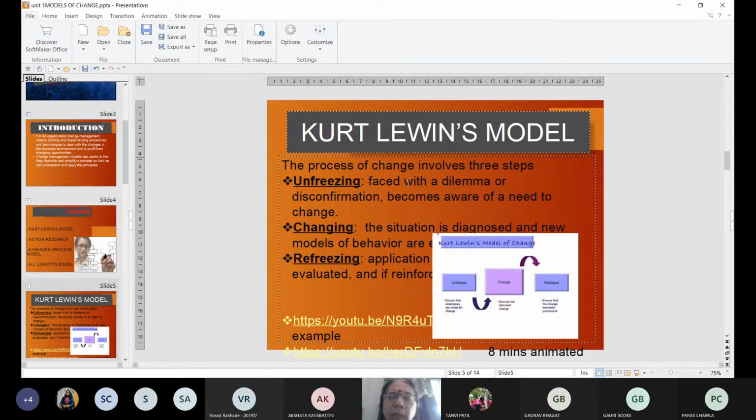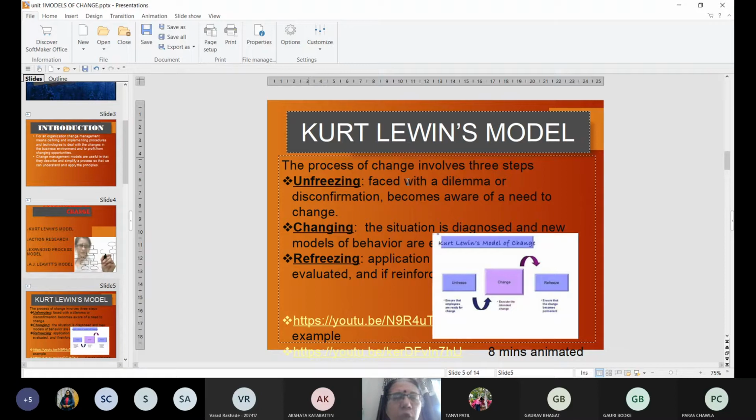What happens in unfreezing? The HR manager or the management realizes that a change is needed. They realize that the old methods which are being used, old technology which is being used, or old infrastructure which is there in the organization now is not useful for earning profits or carrying out business. So they understand that there is a necessity of change. That is called as unfreezing.